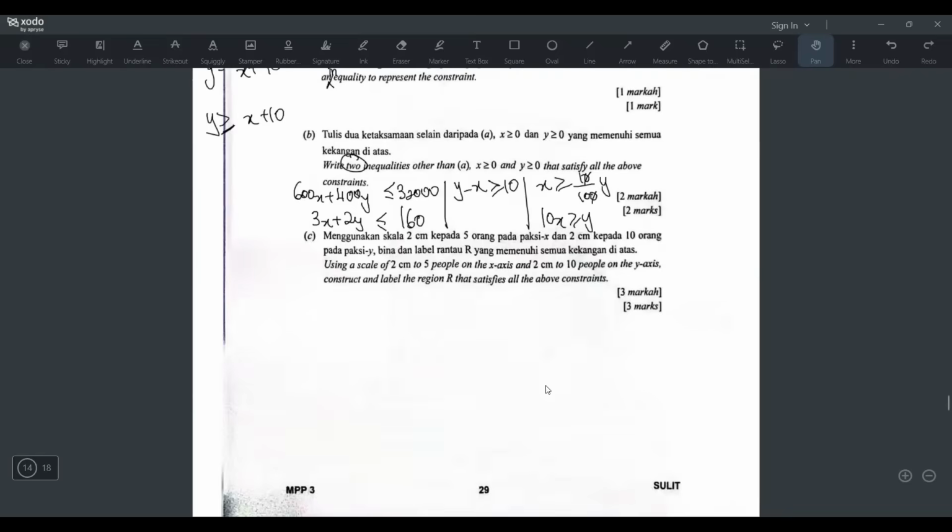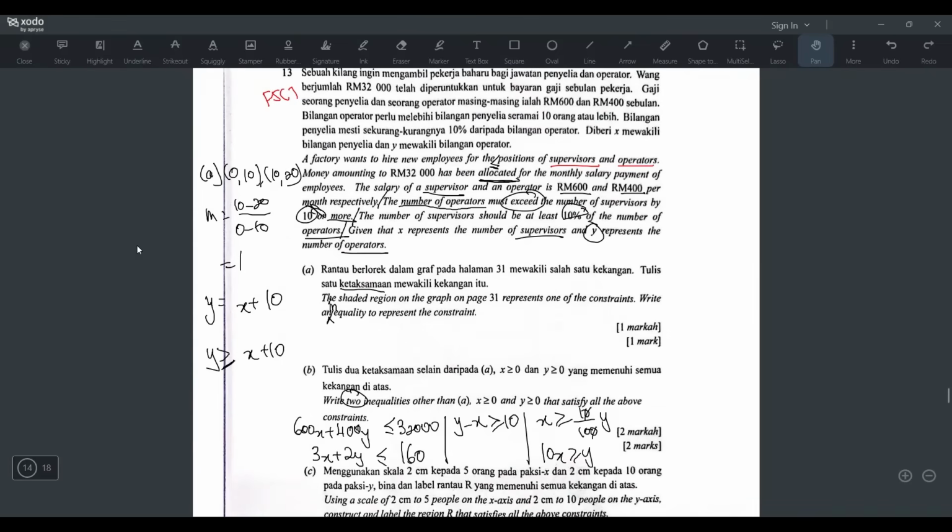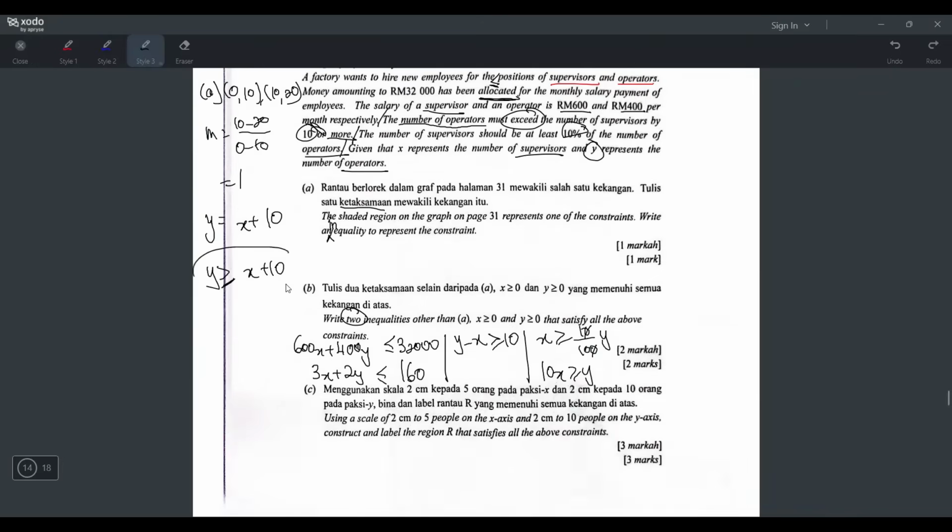That is why we have to put equal here. Okay, I think I see already. Wait, this one and this one is same, right? Because y minus x bigger equals 10 is the same. Because the minus x you move there, it becomes x plus 10 already.